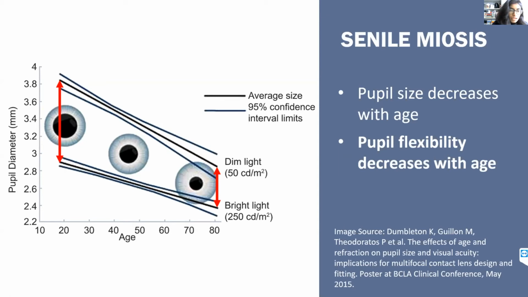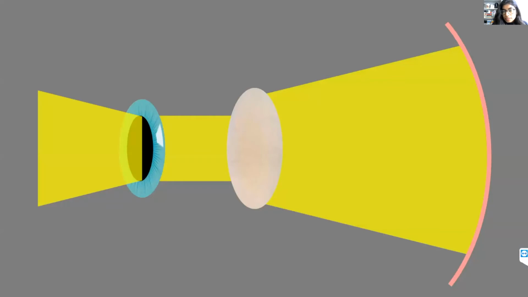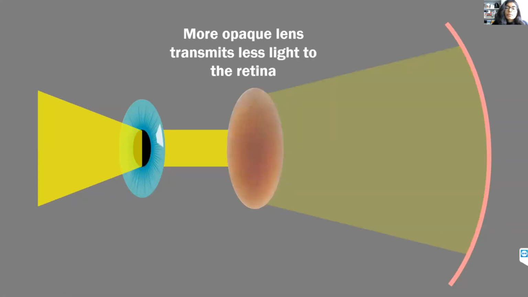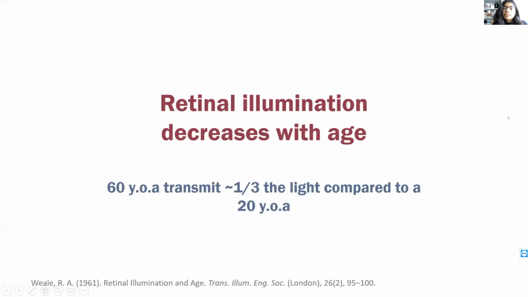And so to summarize so far, here's a very simplistic representation of light entering the eye, passing through the pupil and the lens, and then finally reaching the retina. When pupil size gets smaller with age, less light enters the eye. The lens also becomes more opaque with age, which further reduces the total amount of light reaching the retina as we age. And so the summary so far is that retinal illumination decreases with age. Our model has quantified this and shown that a 60-year-old eye transmits only 1/3 of the light that a 20-year-old eye can pass. But does that affect contrast sensitivity?